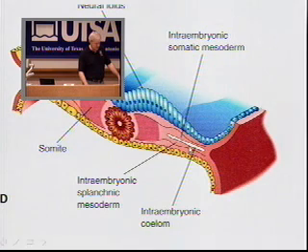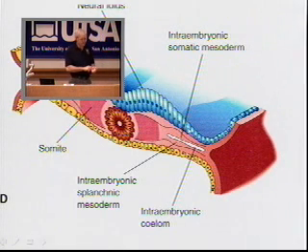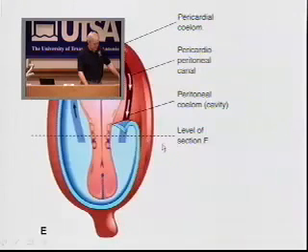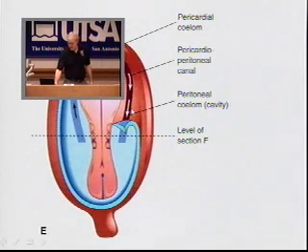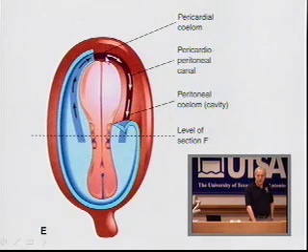So we need new names. We have the intraembryonic somatic mesoderm adjacent or subjacent to the surface ectoderm, and then the intraembryonic splanchnic mesoderm superjacent, I guess we would say, superjacent to the endoderm. And now we see this continuous U-shaped intraembryonic coelom taking on new terminology. That space near the cardiogenic area, the pericardial coelom.